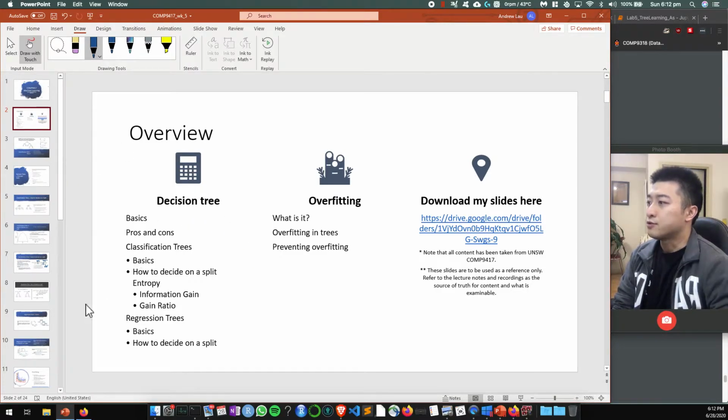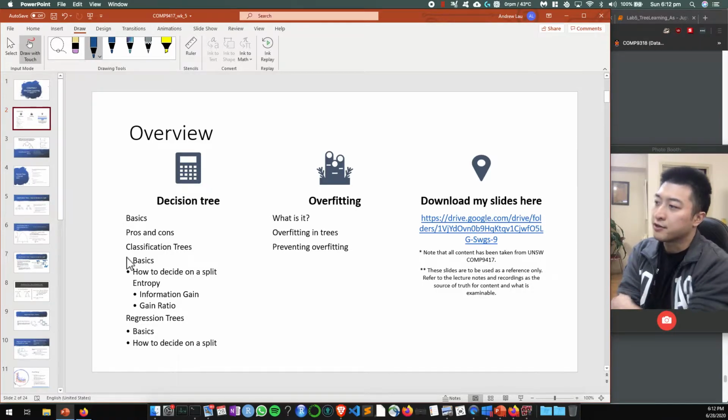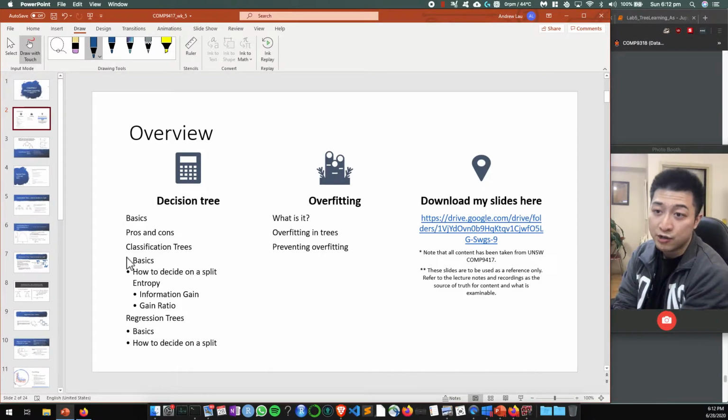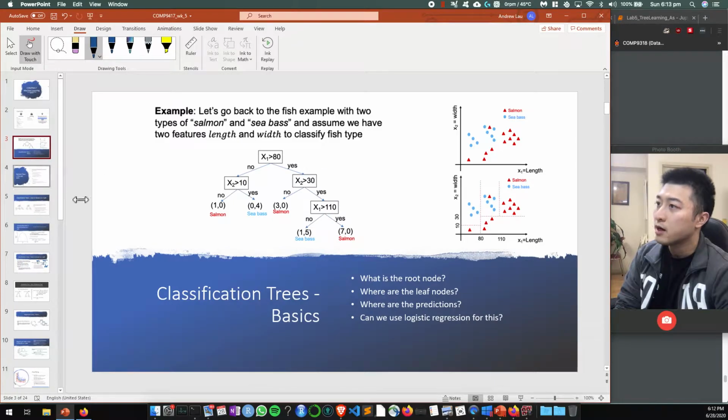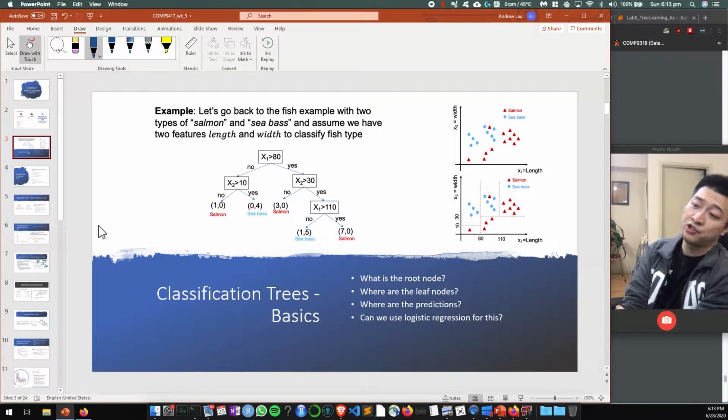So I'll go through the basics, pros and cons. I'll talk about your classification trees versus your regression trees, how they go about doing their splits, and a bit of a chat about overfitting. Then I'll talk about the tutorial questions, and then the Jupyter notebook, as per usual. All right, cool. So let's talk about decision trees.